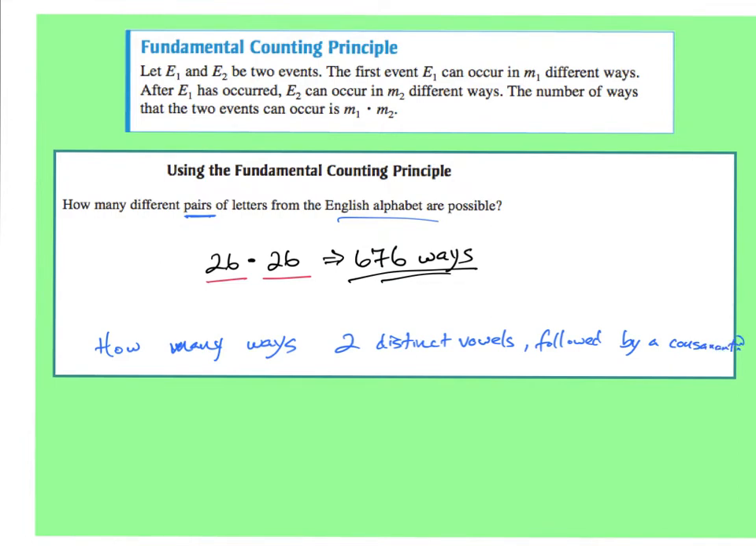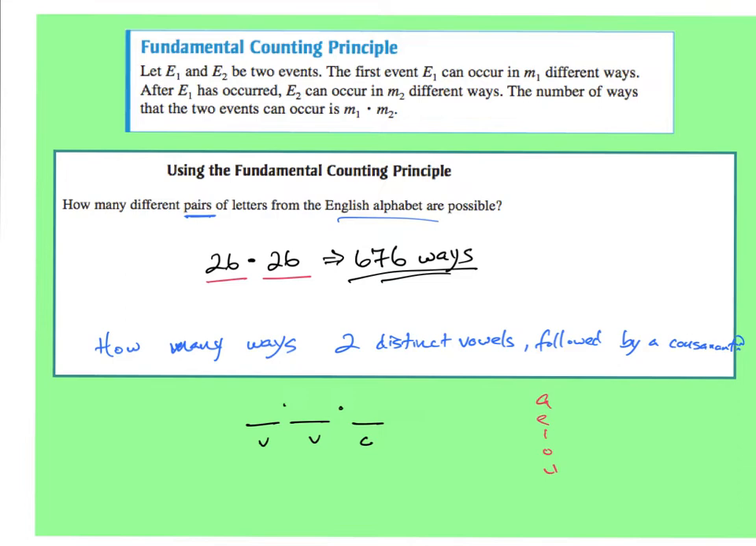Consonant. All right. So, how many letters are we going to be choosing? We're going to be choosing 3. The first 2 are going to be vowels, and then the third one is going to be a consonant. All right. So, how many vowels do we have? What are my vowels? A, E, I, O, and U.